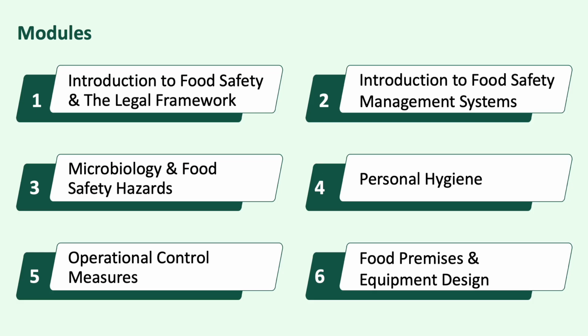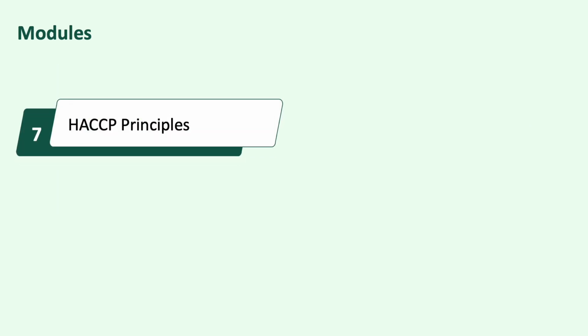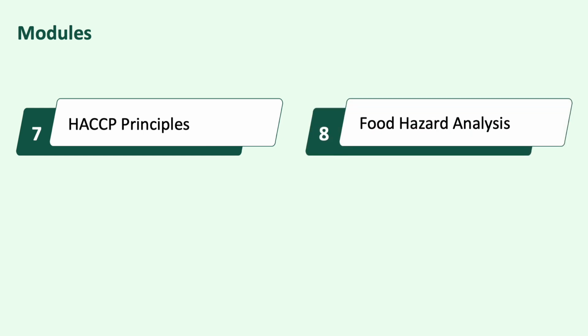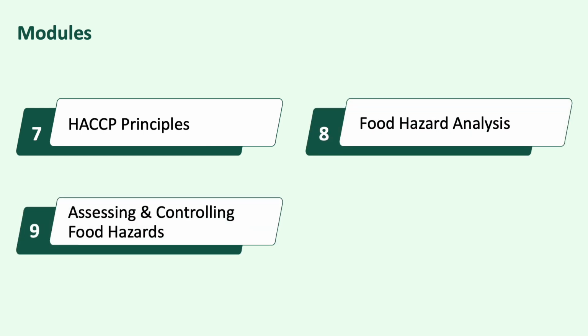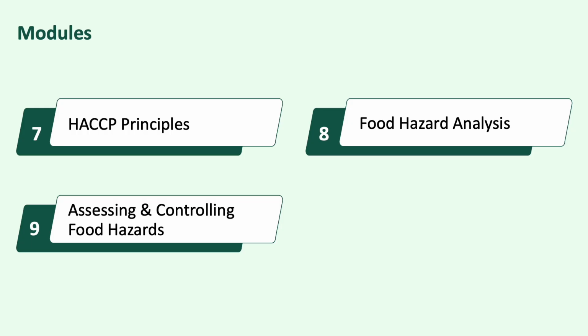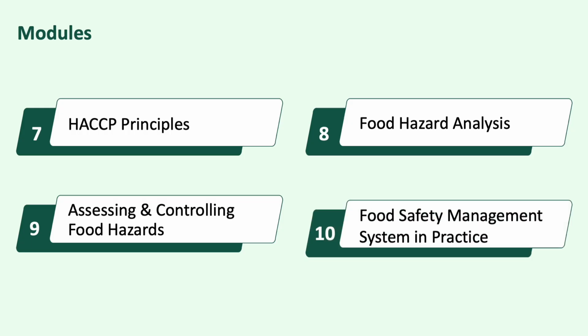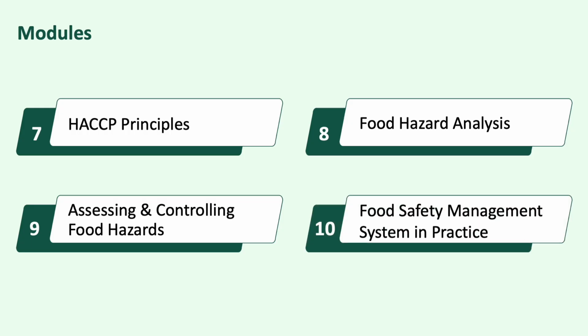Module 6, Food Premises and Equipment Design. Module 7, HACCP Principles. Module 8, Food Hazard Analysis. Module 9, Assessing and Controlling Food Hazards. And Module 10, Food Safety Management System in Practice.